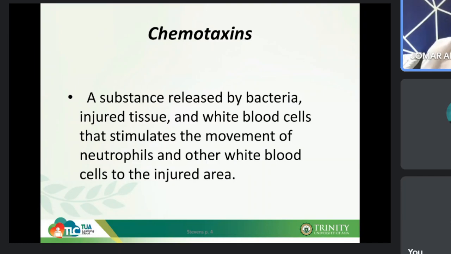Meron din tayong mga negative, okay? Meron din tayong mga negative chemotaxins. Para naman tong mga red flag. The more you see it, the more that you run away. Di ba? The more that you don't go to that particular site of infection.